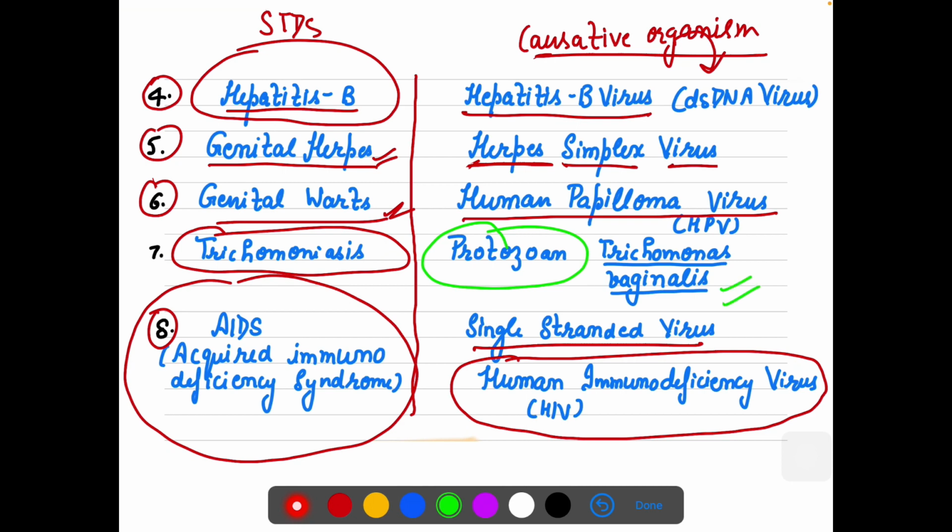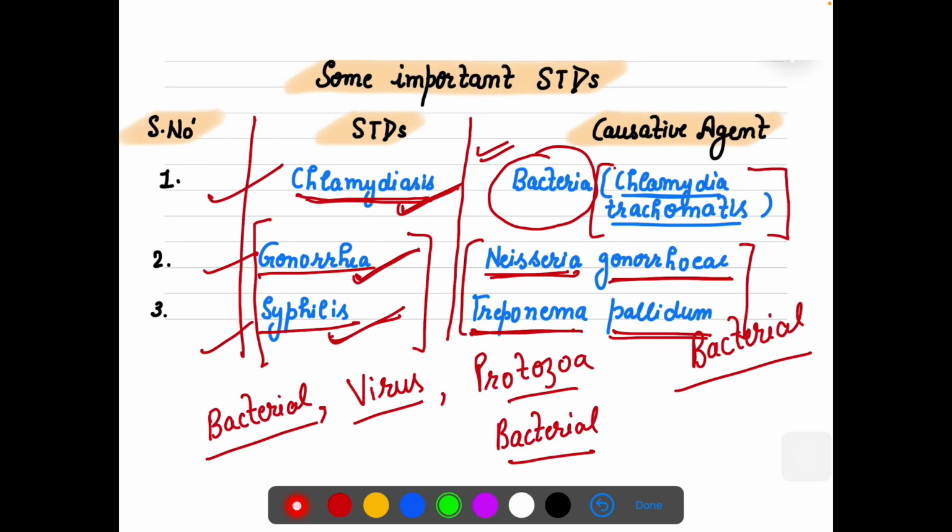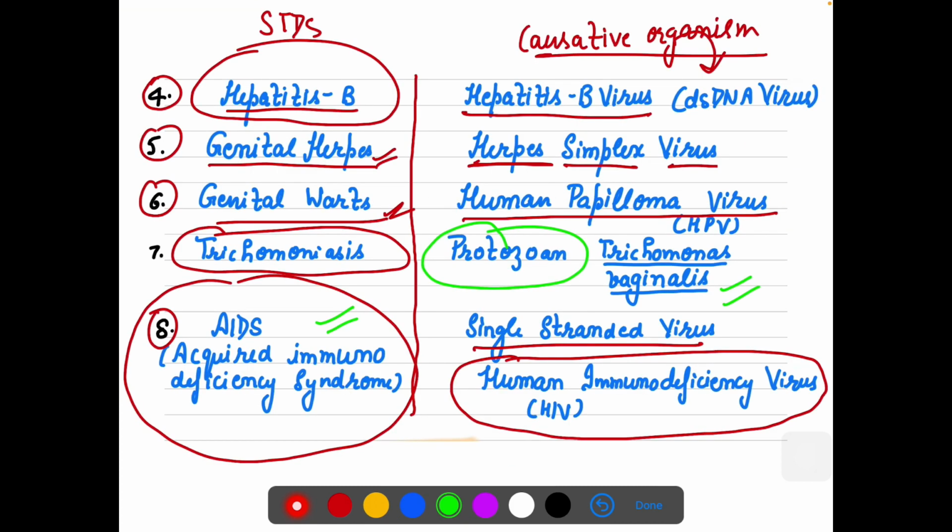But usually, what is asked so far is about the bacteria and the virus. So bacteria is clear: gonorrhea, syphilis, chlamydiasis, and virus you can mention hepatitis, genital herpes, genital warts and AIDS. AIDS, I don't think anyone even needs to memorize. You know about AIDS, that is the Acquired Immunodeficiency Syndrome.